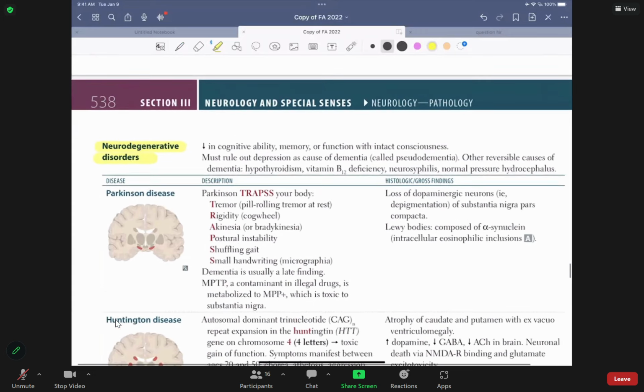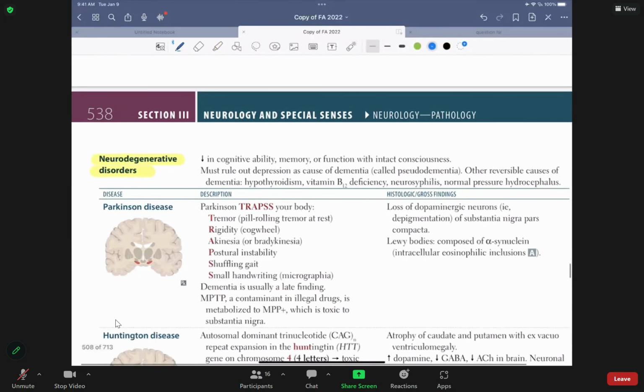Now, when people come with this disease, they have a decreased cognitive ability. What does that mean? Judgment and thinking are impaired. Memory is affected. The only thing intact is consciousness. They don't lose consciousness, folks, okay? Other than that, memory and cognition are affected.